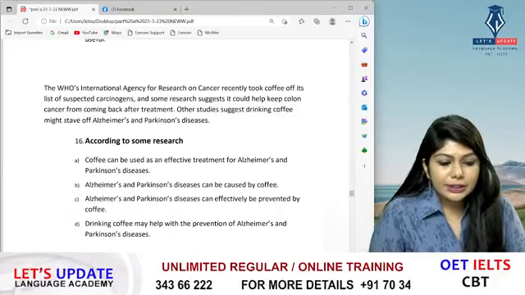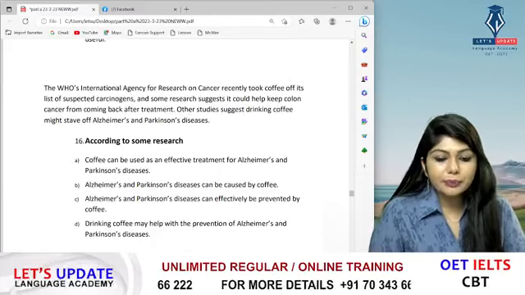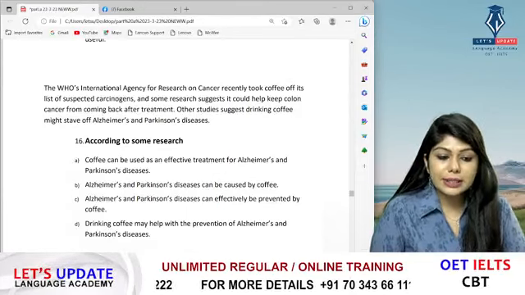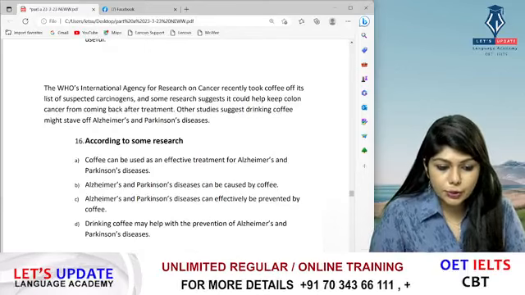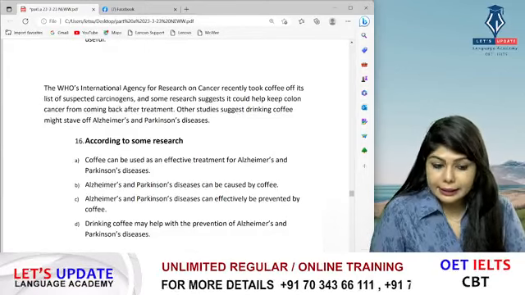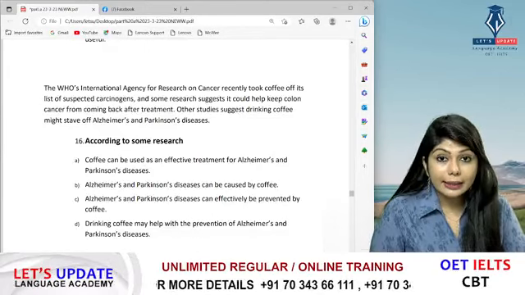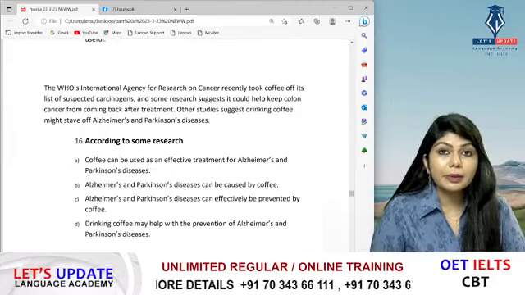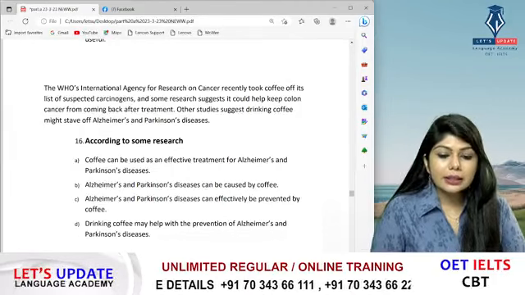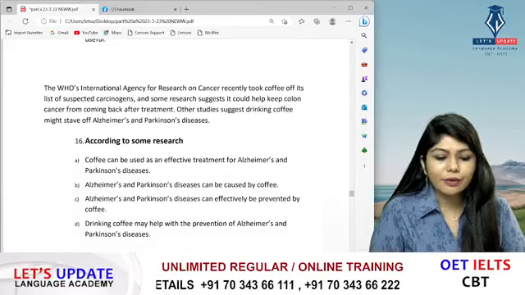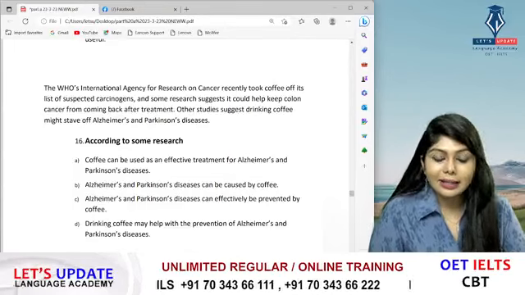The WHO's International Agency for Research on Cancer recently took coffee off its list of suspected carcinogens. And some research suggests it could help keep colon cancer from coming back after treatment. Other studies suggest drinking coffee might stave off Alzheimer's and Parkinson's disease.